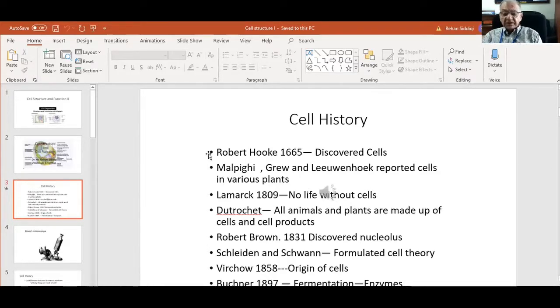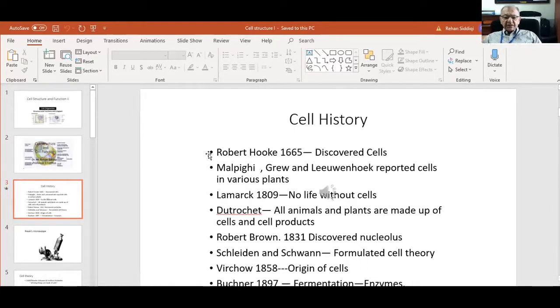Robert Hooke in 1665 discovered cells. So he's called father of cell biology or cytology. He's the one who discovered cell. What he did was he took a piece of cork and cut a very thin section of it and looked at it under the microscope, and he found that there are chamber-like structures, and he called them cells. So this is how cells were discovered.